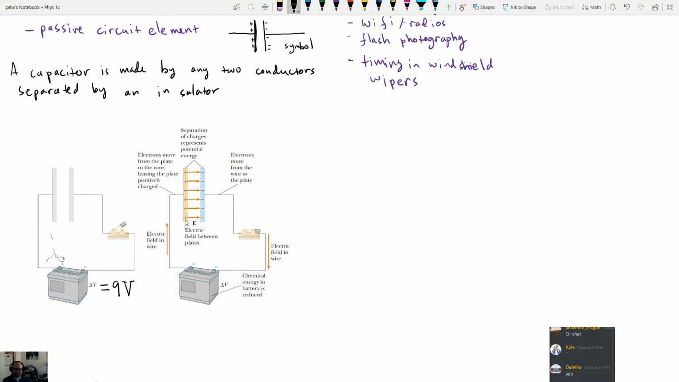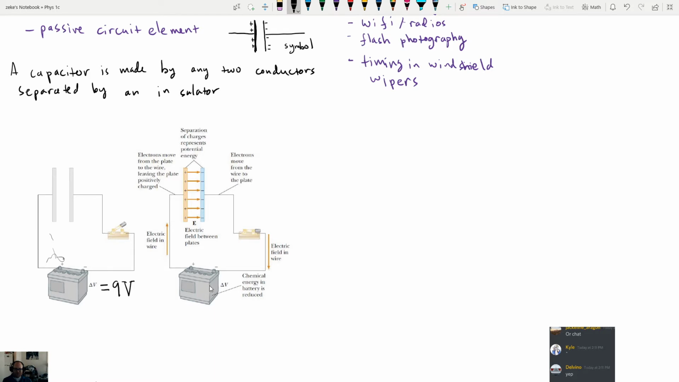Okay, so capacitance is all about how many charges you can actually pack onto here per unit voltage that you're given. So the bigger the voltage source that you have here, I think it's reasonable to assume that you would get more charges, right? So the capacitance is going to be related to how much charge you can store per unit voltage, and I'm going to define that here in a second. But let's look at why this happens.